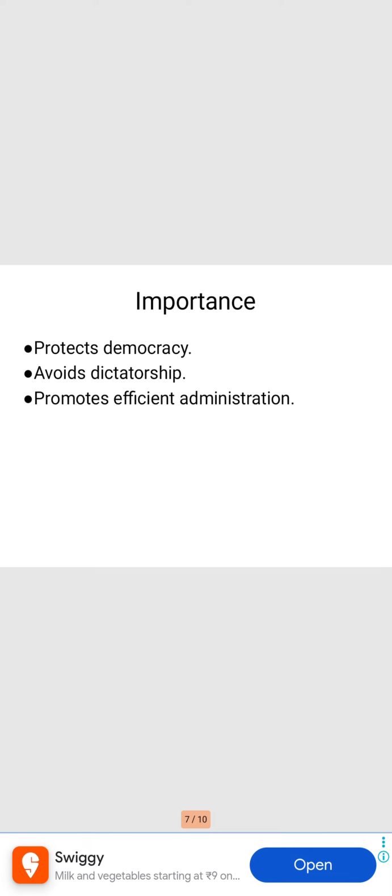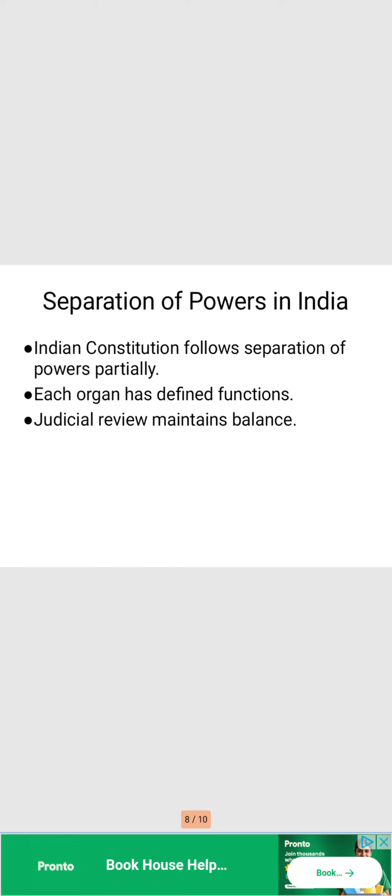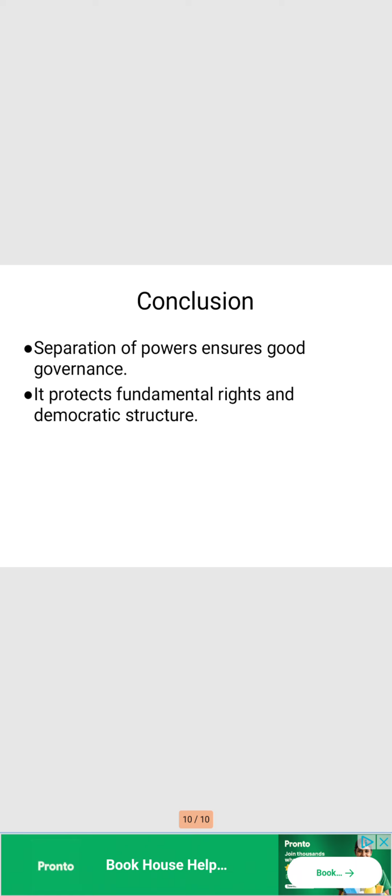So, what are the advantages or importance of it? Protecting democracy, avoiding dictatorship, promoting efficient administration, preventing abuse of power, ensuring independence of the judiciary, guaranteeing freedom to everyone, and encouraging accountability. These are the important functions. Then there are some important case laws related to this. Just mention the name, that's more than enough. So this is what we are going to study.